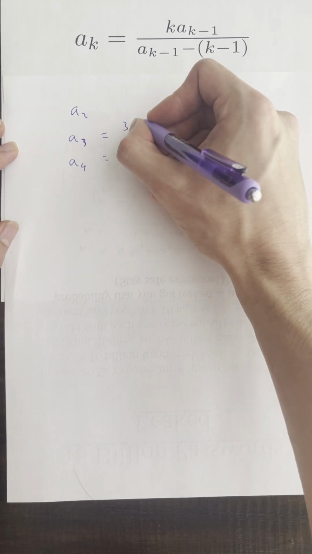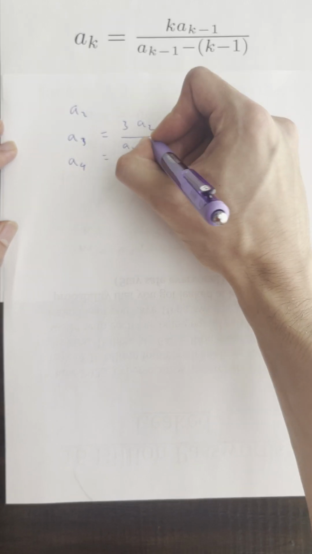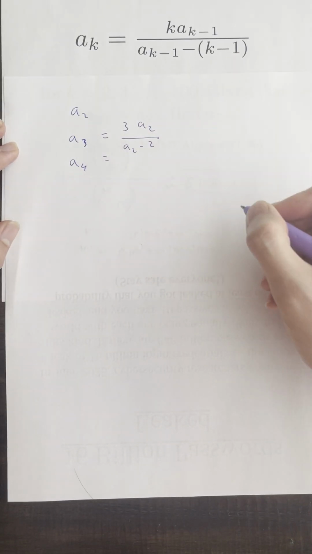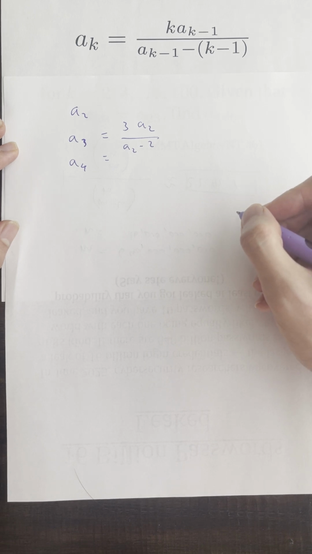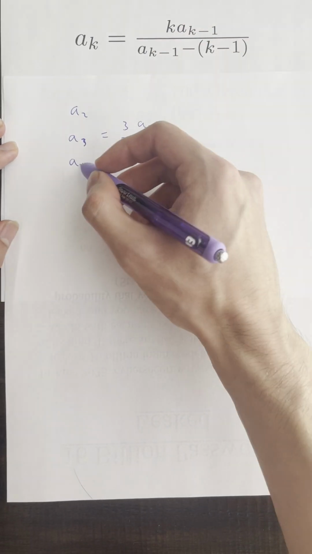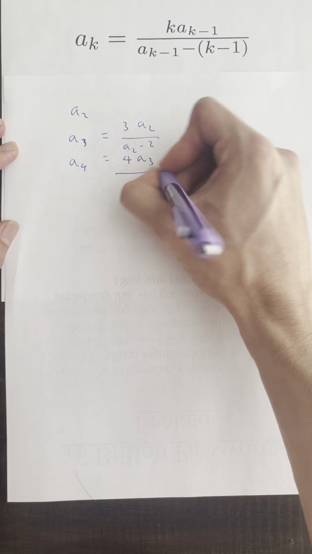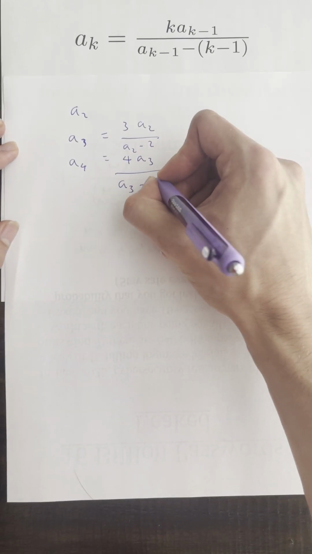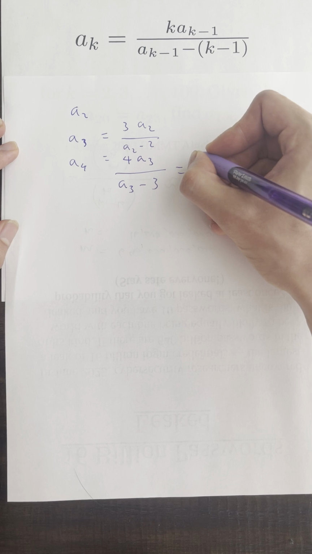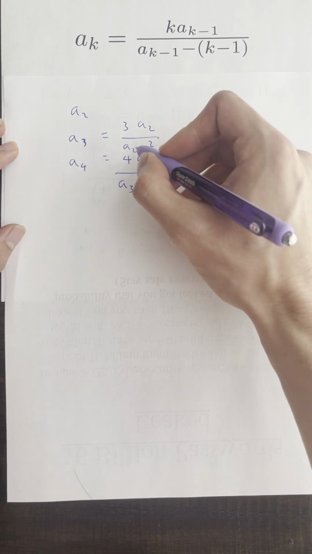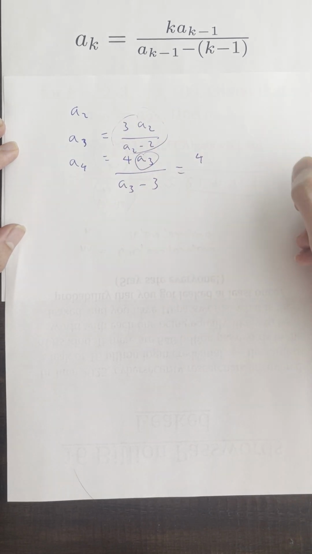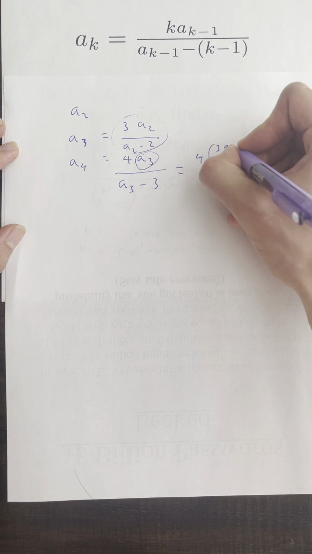times A2 over A2 minus 2. Then A4 is how much in terms of A2? Again, we're going to use this. K is 4 this time, so 4 times A3 over A3 minus 3. So this is equal to 4 times, well, A3 is this, so let's change it to that.